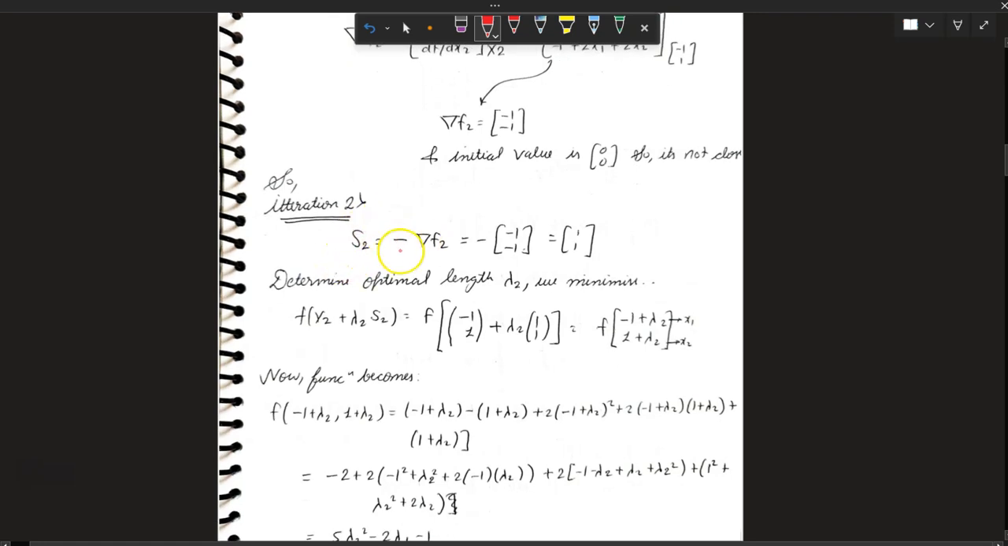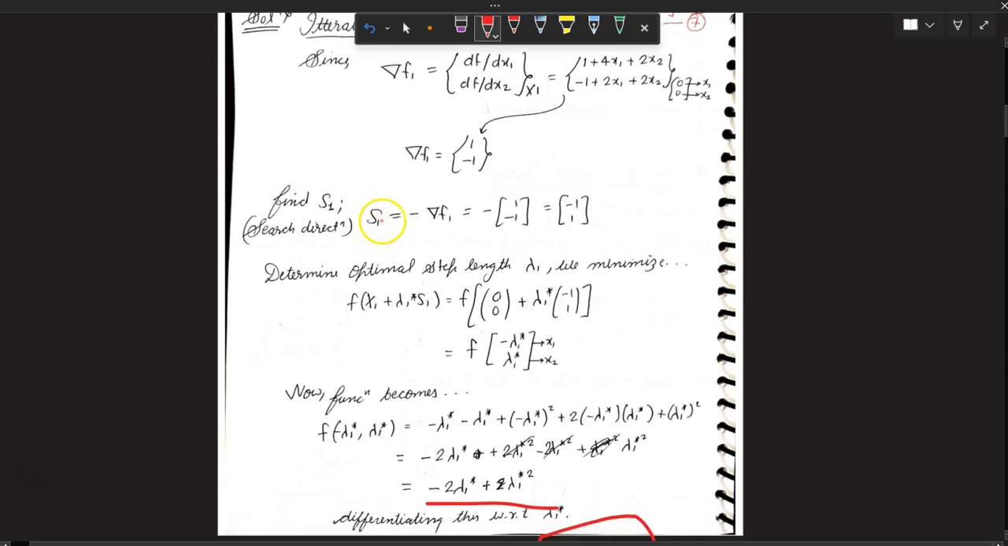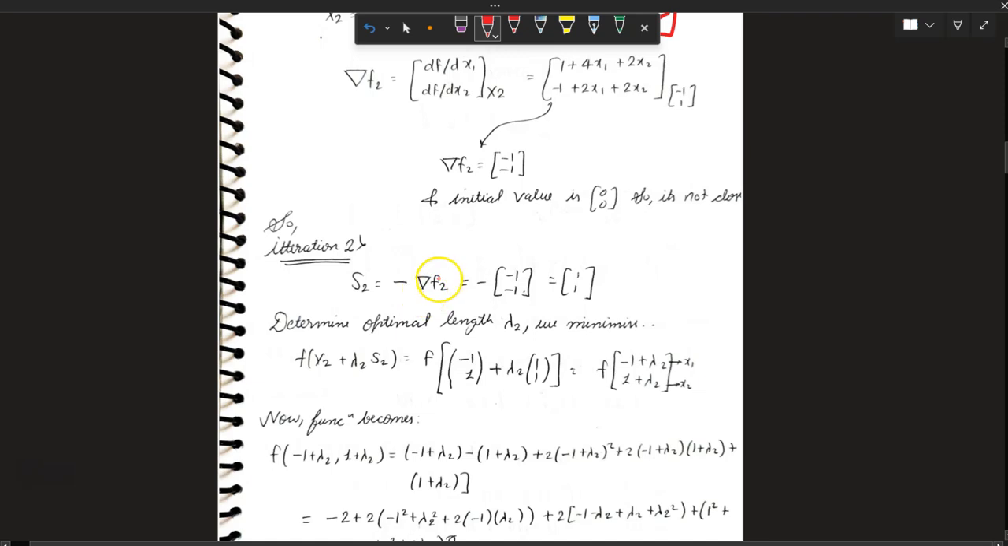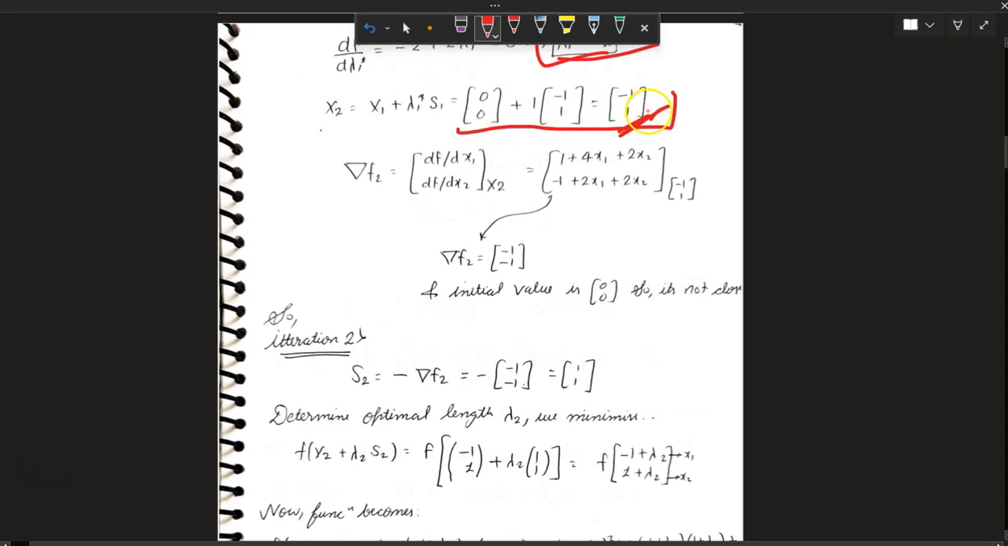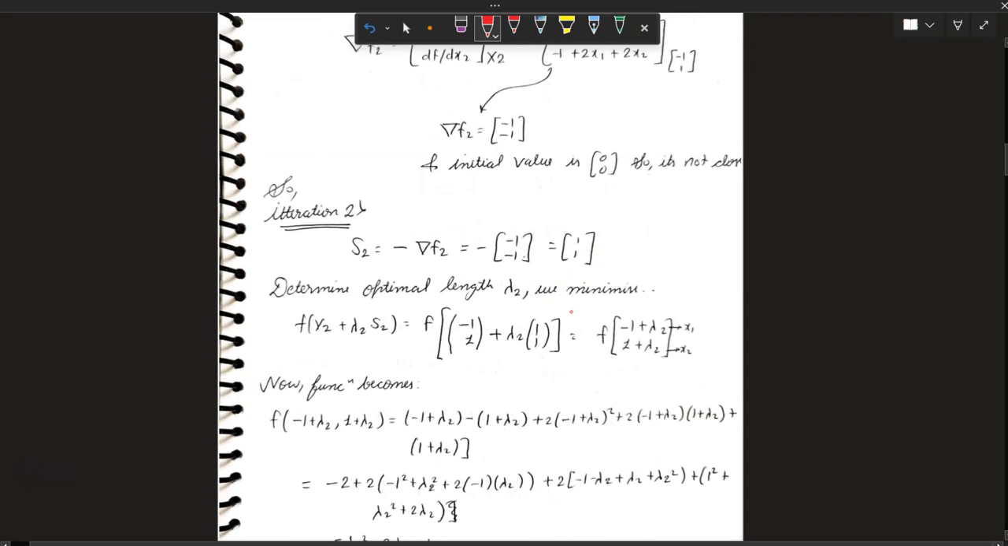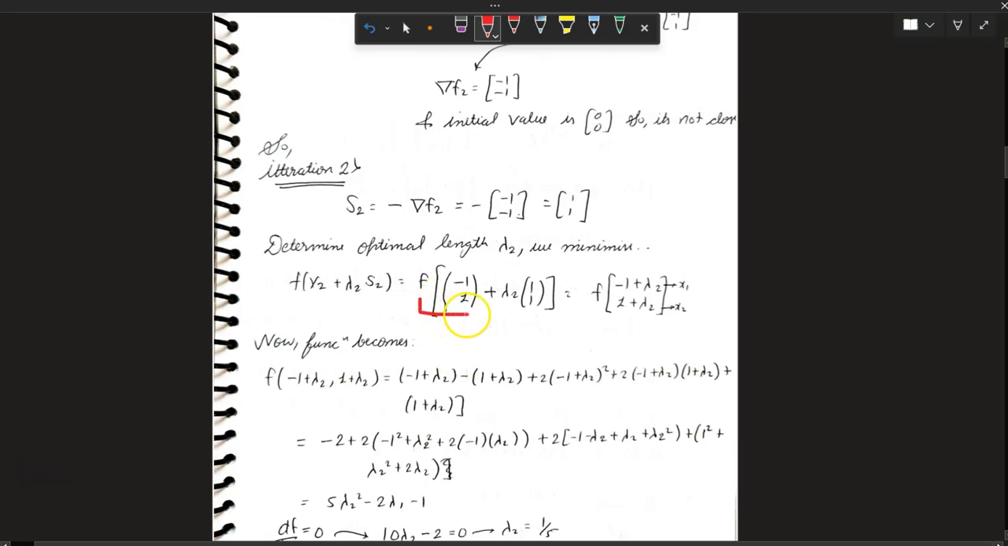You have to first find s2. Here we found s1, so now you have to find s2. s2 is equal to minus of the gradient of f2, that is minus of this one. If you do this, you will get 1 and 1. Determine the optimal length lambda 2 to minimize this. The similar thing is there which we have done previously.